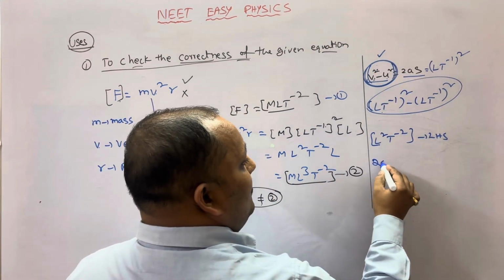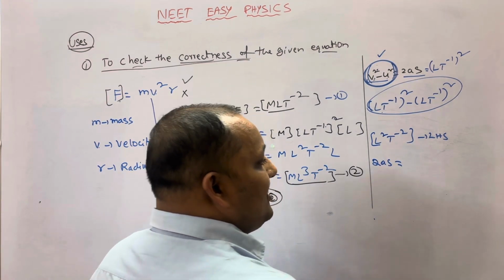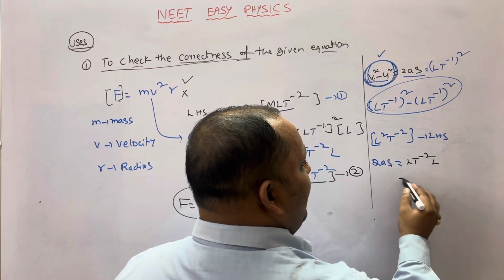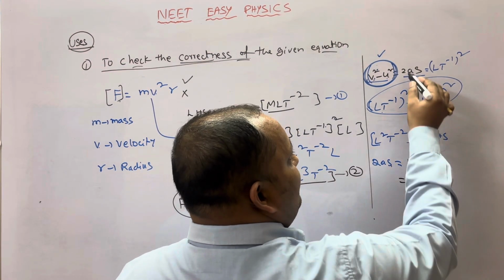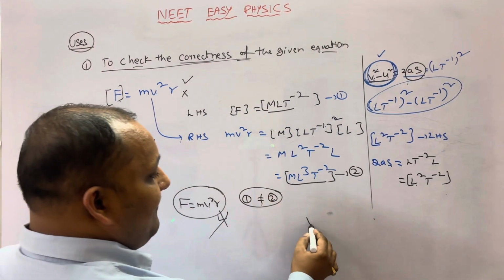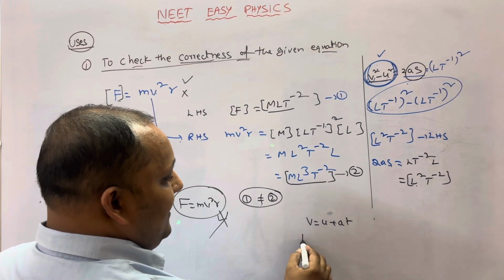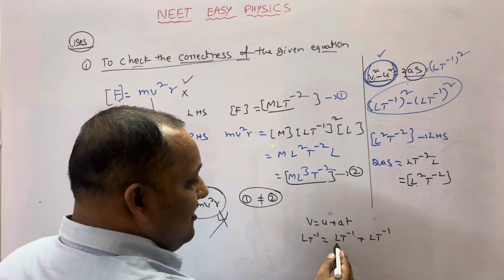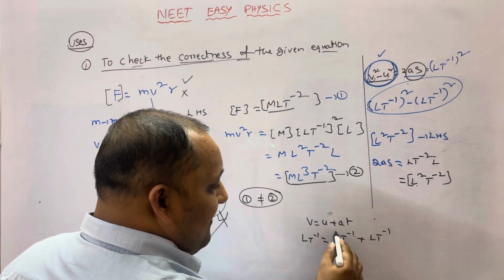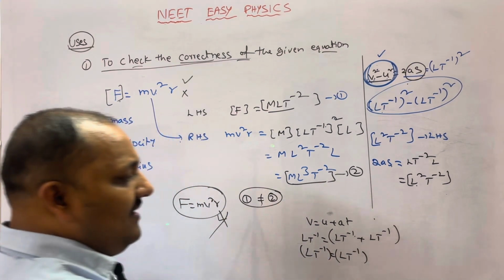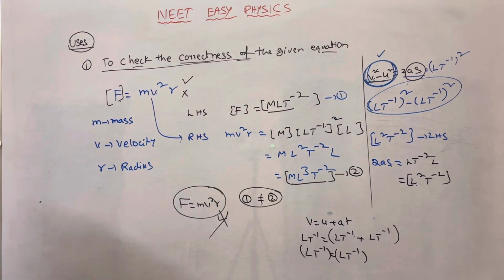So RHS, 2as, 2 is constant. What is acceleration dimensional formula? L T power minus 2. What is displacement dimensional formula? L. So L square T power minus 2. So this one and this one are dimensionally equal. Even for the previous equation also, V is LT power minus 1, U is LT power minus 1, and AT also you will get LT power minus 1. So here you cannot add these two; dimensionally these two are equal to LT power minus 1. Like this we have to check whether an equation is correct or wrong.